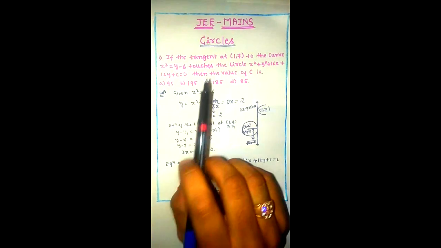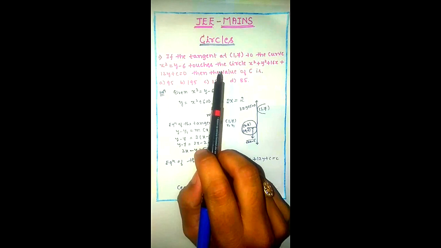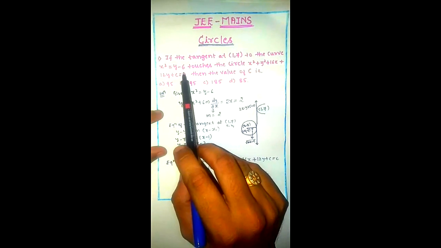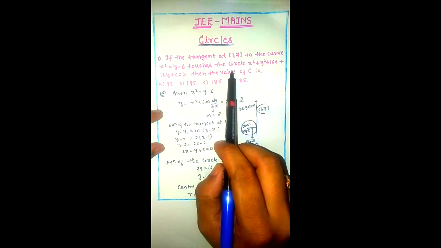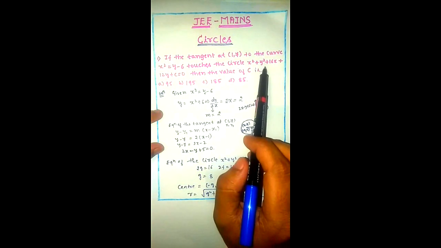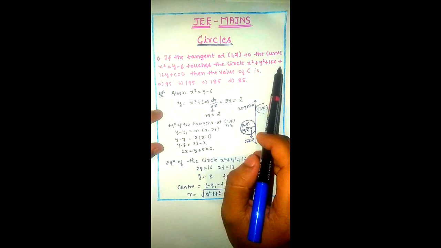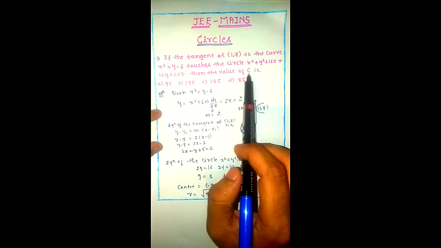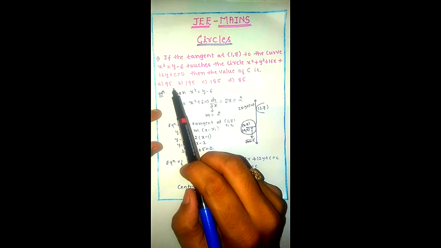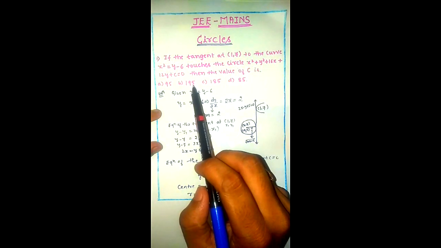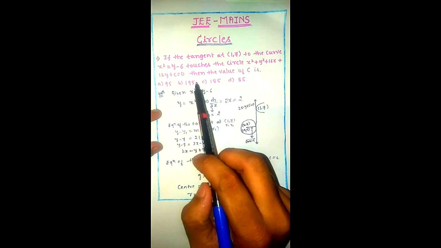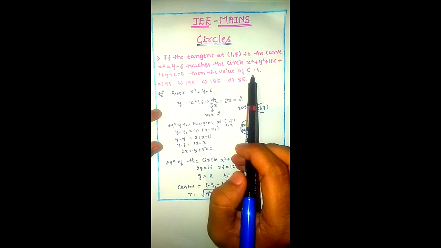If the tangent at (1, 7) to the curve x² = y − 6 touches the circle x² + y² + 16x + 12y + c = 0, then the value of c is: option A 95, B 195, C 185, D 85. So we have to find the value of c.